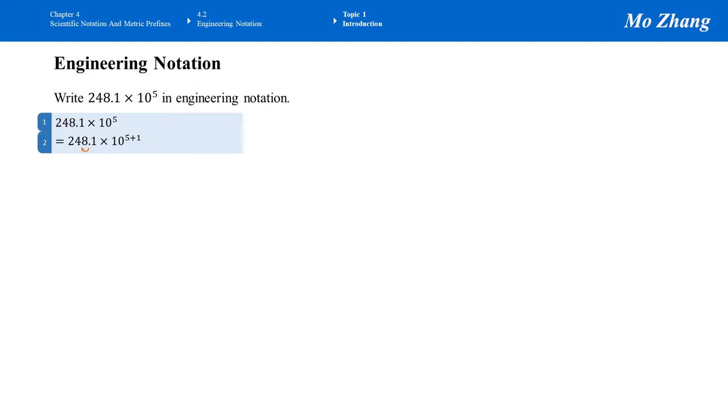If we add a 1 to the exponent, which means we multiply by 10, we need to do the opposite for the number part. We need to divide 248.1 by 10. Dividing by 10 means moving the decimal point to the left 1 unit. So at the end it is 24.81 times 10 to the power 6. So 24.81 multiplied by 10 to the power 6 is correctly expressed in engineering notation.